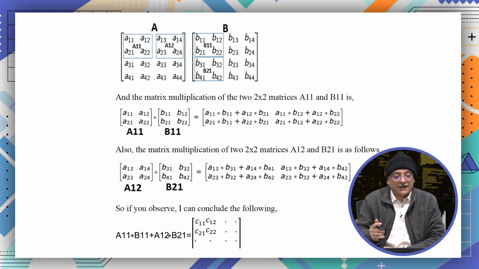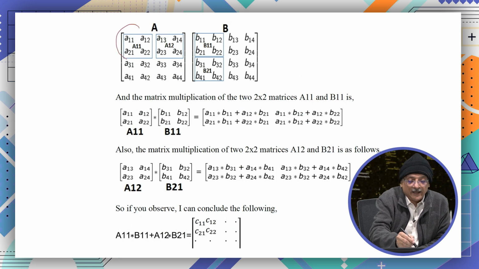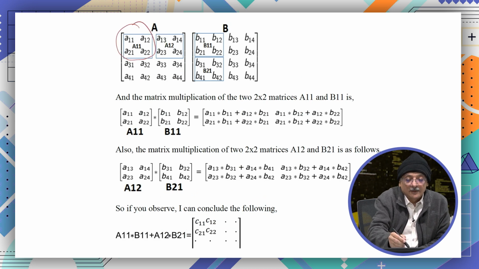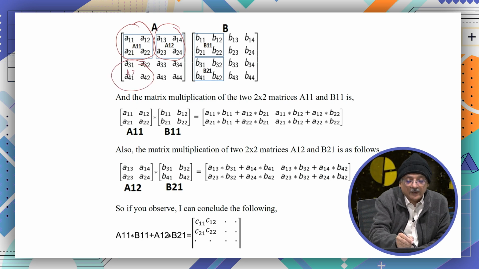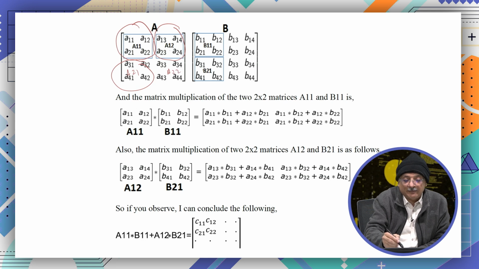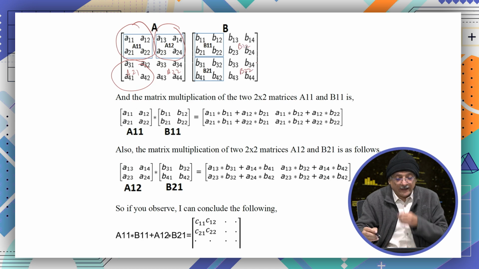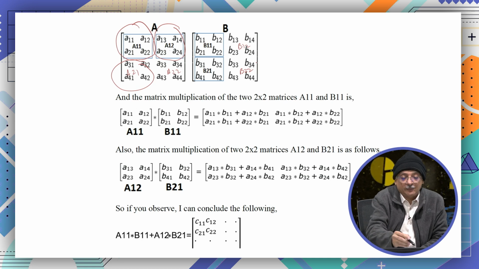How have we divided the matrix? This becomes my A11, this becomes my second part A12, this becomes my A21 and this becomes A22. Similarly for B: B11, B21, this is B12 and this is B22. So we are able to divide the matrix into 4 parts.